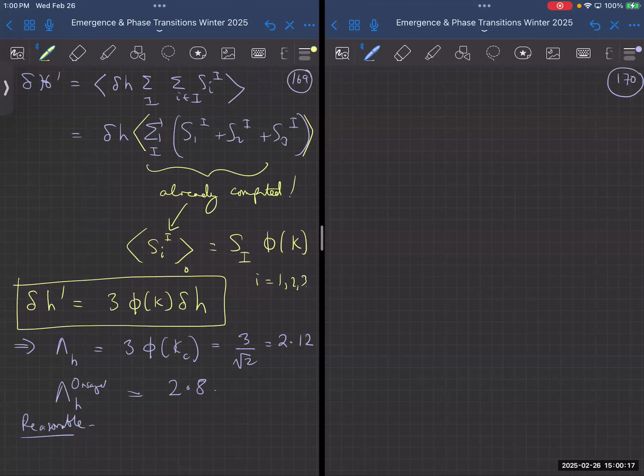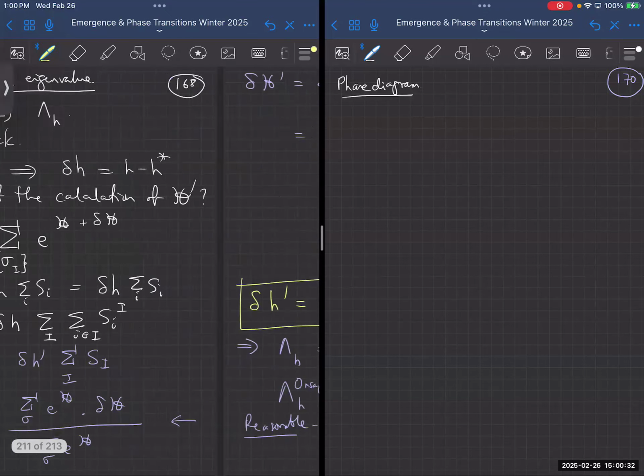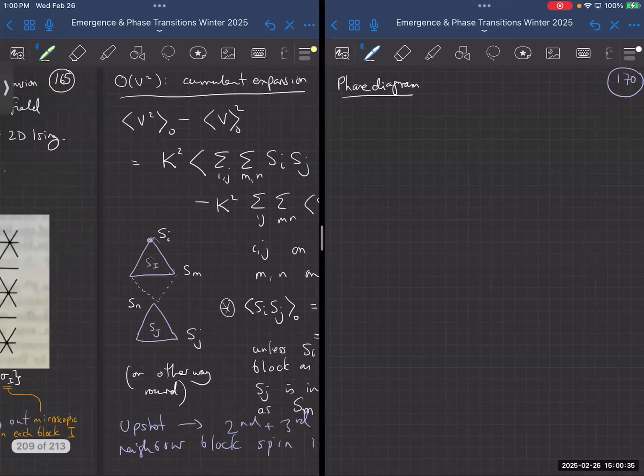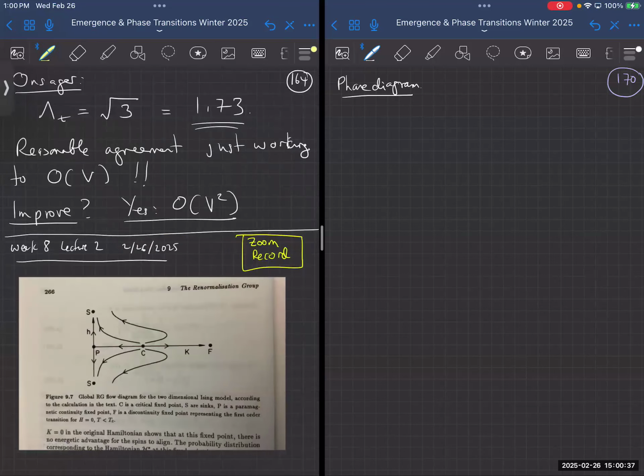Okay, so now I want to look at the phase diagram. So let me copy the phase diagram over to this page. Here.